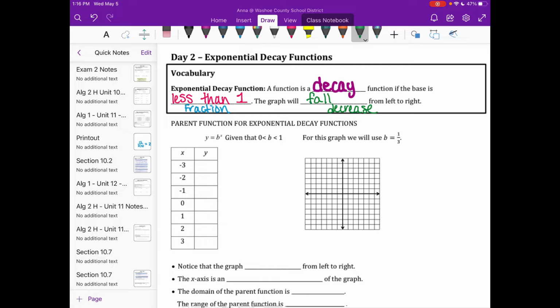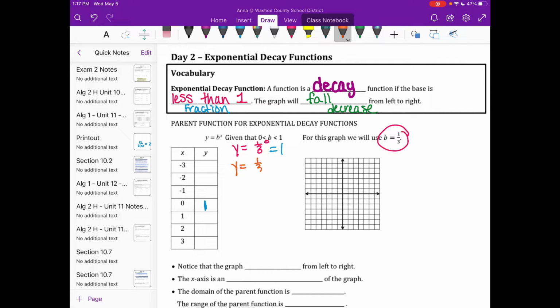All right, so let's talk about this parent function. For our parent function, we are going to use b. Our base is going to be 1/3. Okay, so let's plug in the easy one. So let's plug in b to the power of x. We'll start with 0. So y equals 1/3 to the 0. Well, remember from the video yesterday, anything to the power of 0 is just 1. So in the 0 box, we're going to put a 1 for that y.